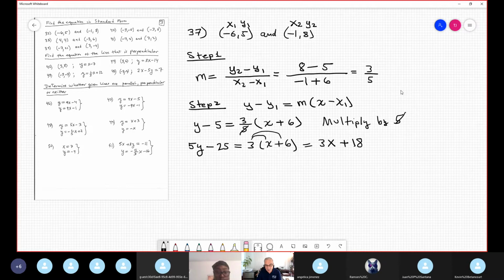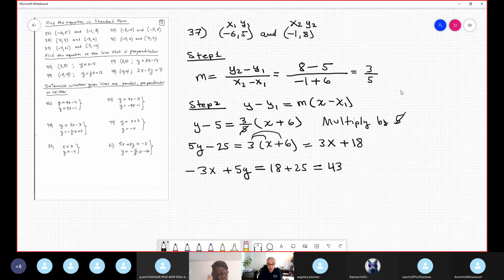So, for example, I move 3x to the left, like a minus 3x plus 5y equal 18 stays in the right-hand side plus 25. Leave it like that? No, we need to combine 25 and 18 together. 43. 43.